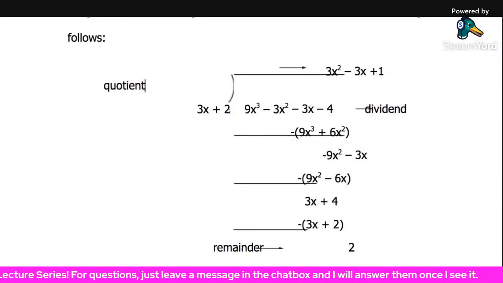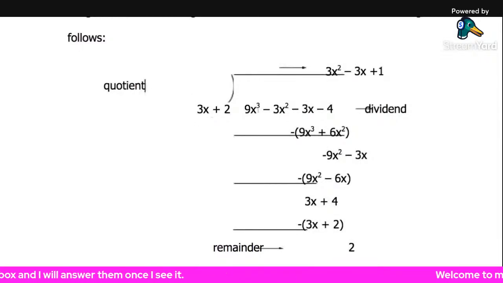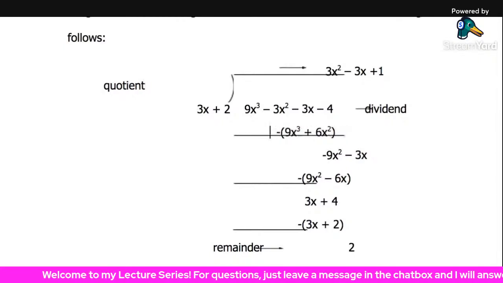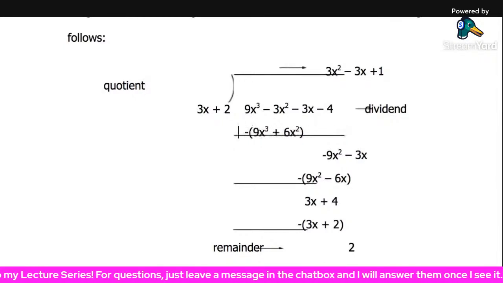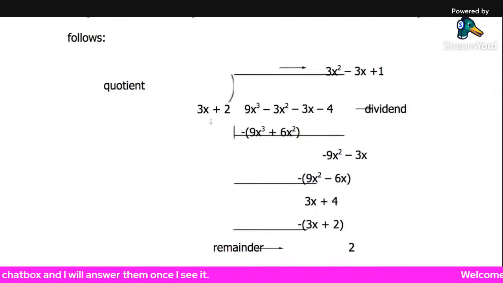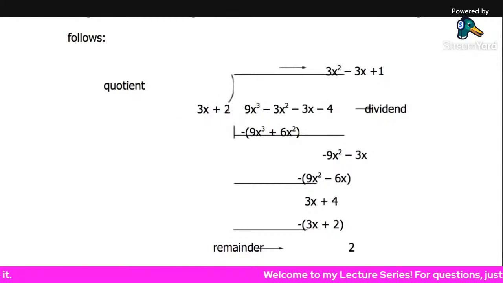So the question now is what should be multiplied to 3x to get 9x cubed? Okay, and the answer is 3x squared. So this is the first term. So 3x squared times 3x will give you 9x cubed. Okay, then you distribute this because we are multiplying this with the whole of this. So 3x squared times positive 2 will give us positive 6x squared. Then we subtract.